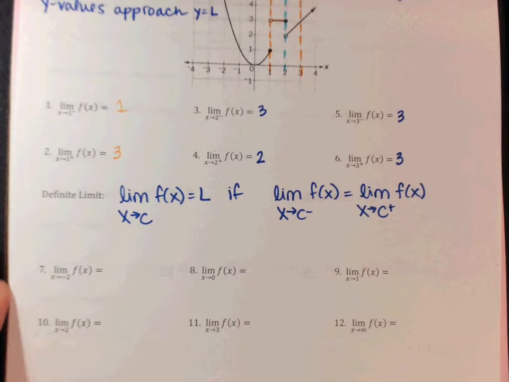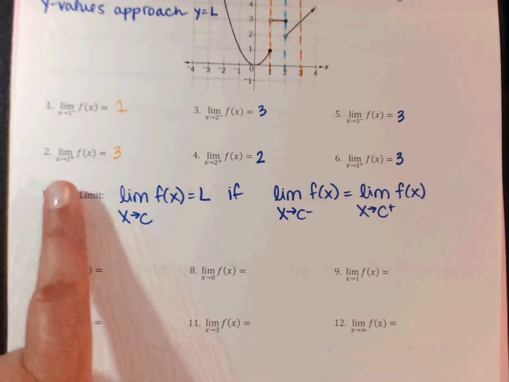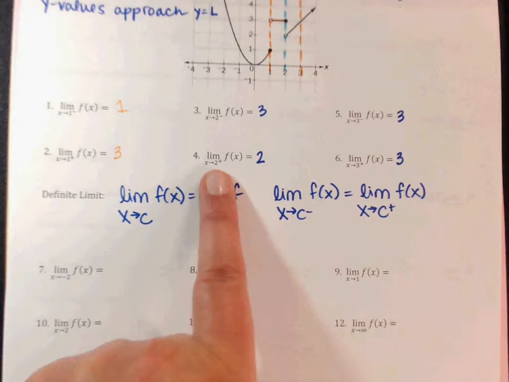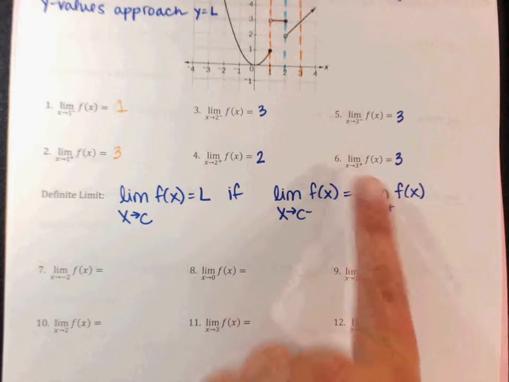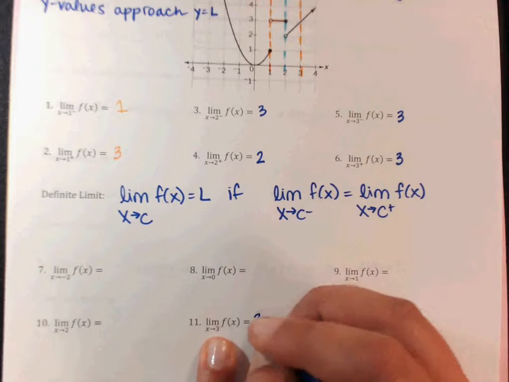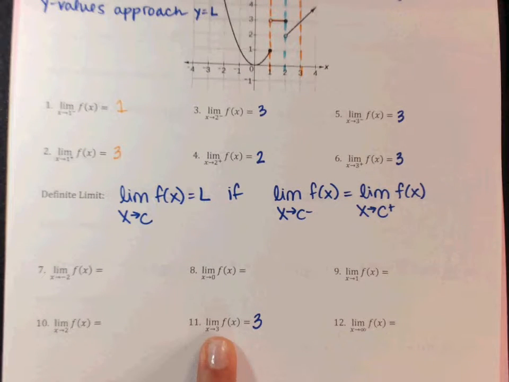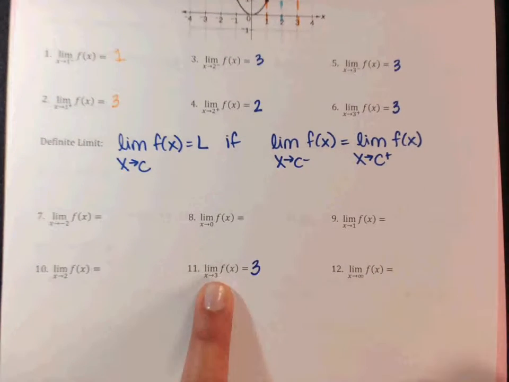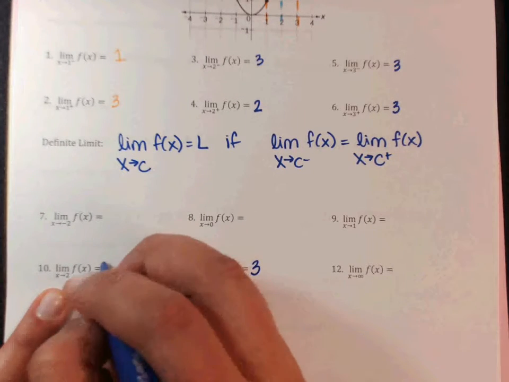Okay? So out of the three limits we just looked at, x approaching 1, x approaching 2, and x approaching 3, which one is going to exist out of those three choices? X approaching 3. So come down here, number 11, and I want you to put it equals 3. Why? Because the left and the right sides matched. Okay? Now, what about x approaching 2? Did those match? No. The notation for that would be you'd put DNE.